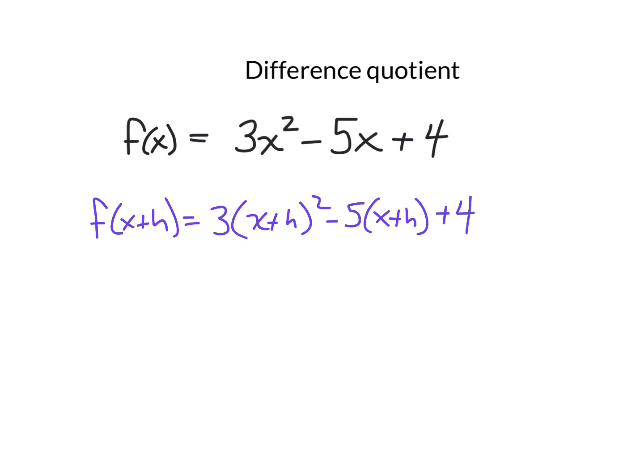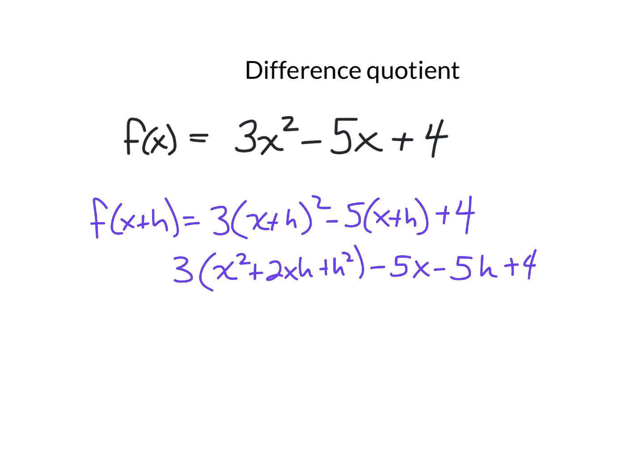And I want to go ahead and simplify this. So I'm going to end up distributing my binomial. I can go ahead and distribute that negative 5x. And finally, I'm going to distribute this 3. So f of x plus h in its fully simplified form will be 3x squared plus 6xh plus 3h squared minus 5x minus 5h plus 4.